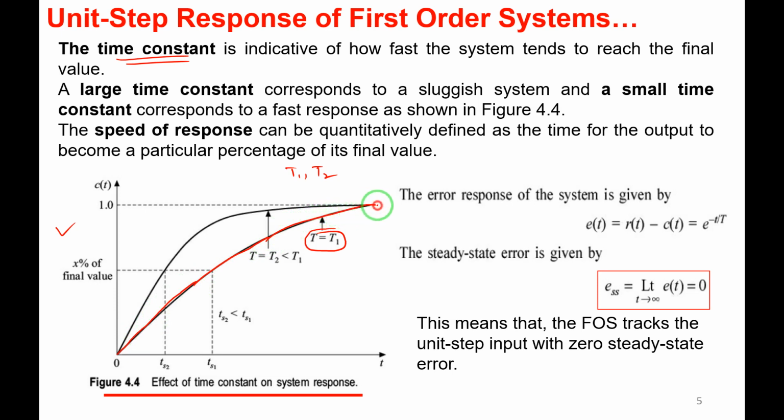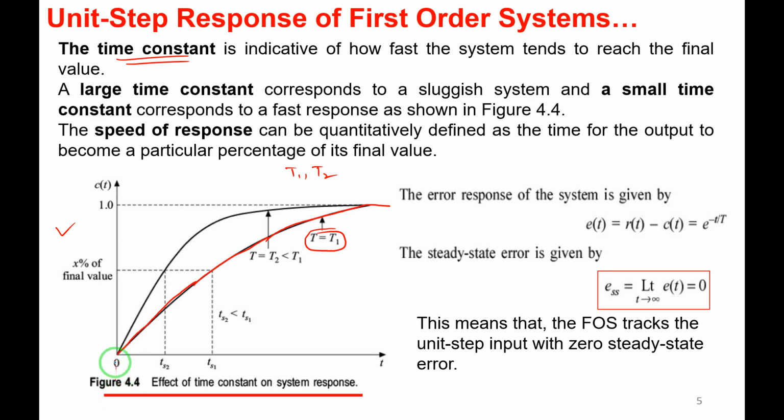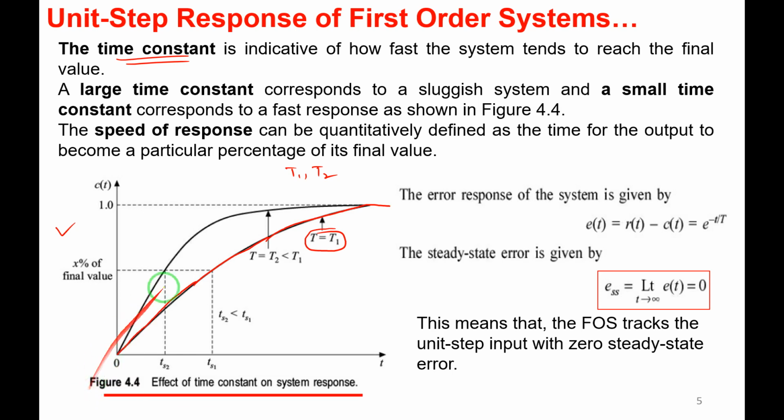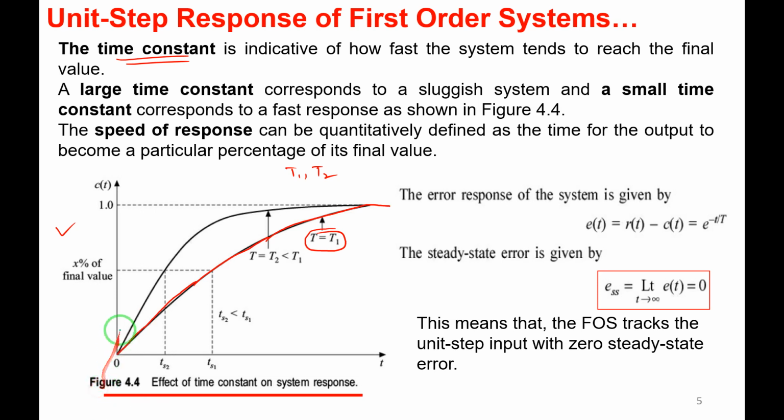And it will attain the final value. Let me change the ink color. Let me take some other ink. Let me take yellow. It's not visible. For T equal to T2, this is the graph, green color.